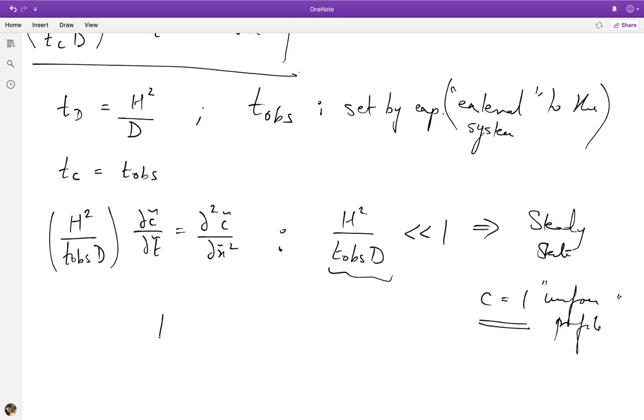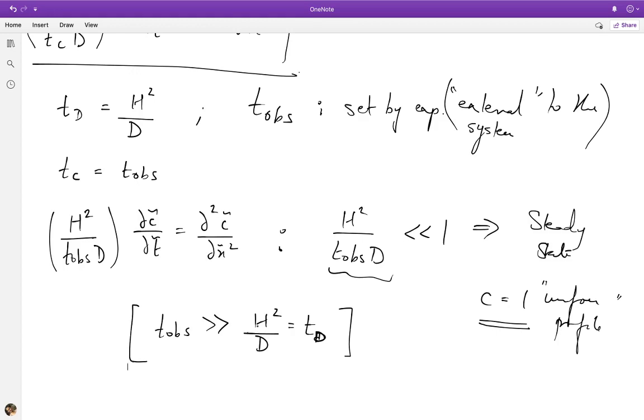But this just means that the time of observation must be greater than h square by d, which is basically the diffusion time. So this is the condition that we're after. It's the estimate that if the time at which we're observing the system is greater than h square by d, we can expect the concentration to be uniform. In other words, h square by d is the minimum time we should wait before we get a uniform temperature.